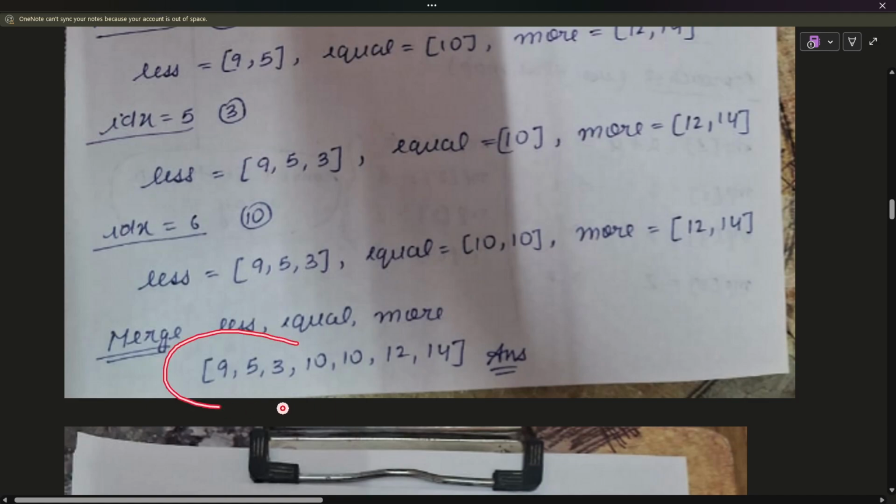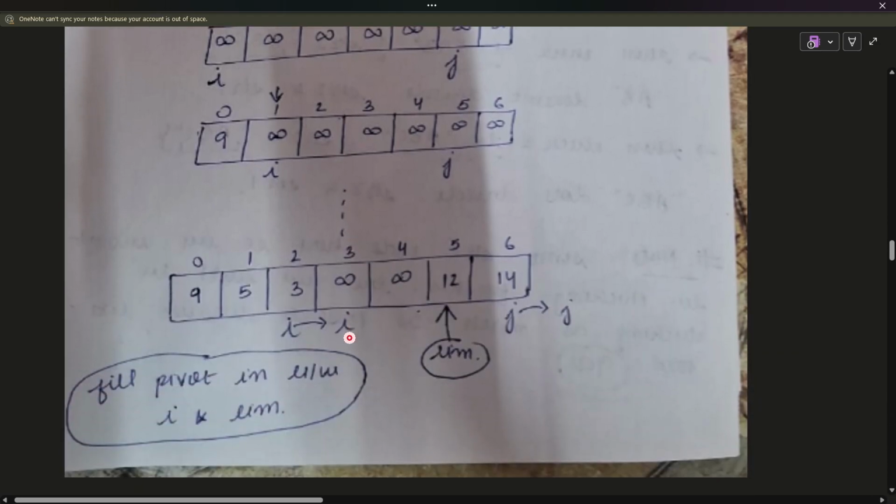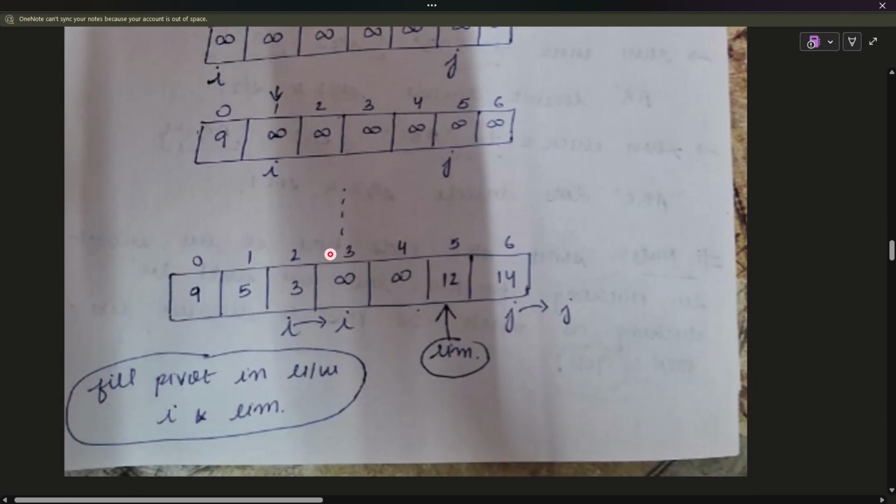It will look like this. Here is the limit. Here will be the ith pointer. So in between, what will be? This will be, like in this case, infinity. So this will be filled with the pivot element.